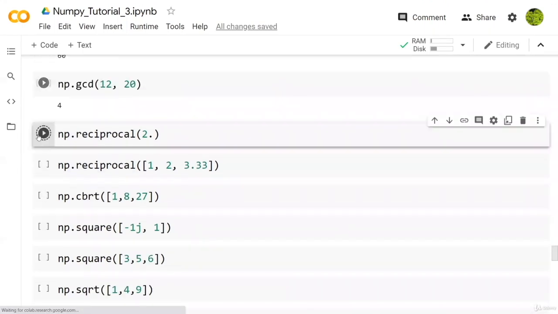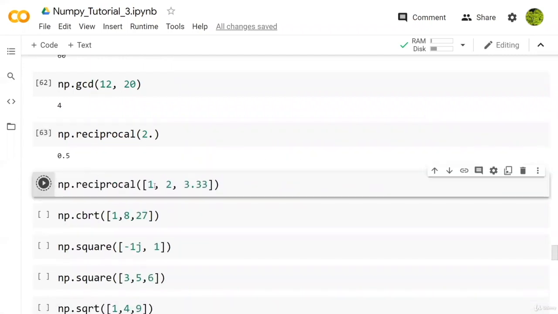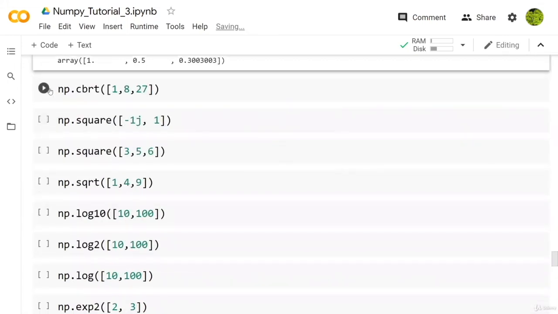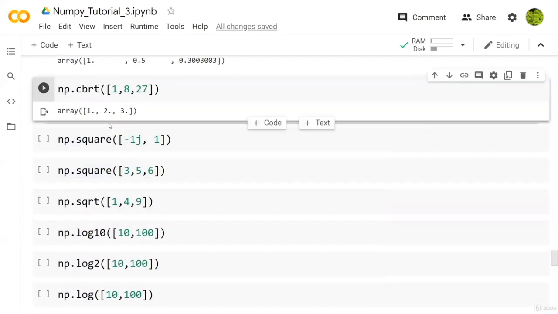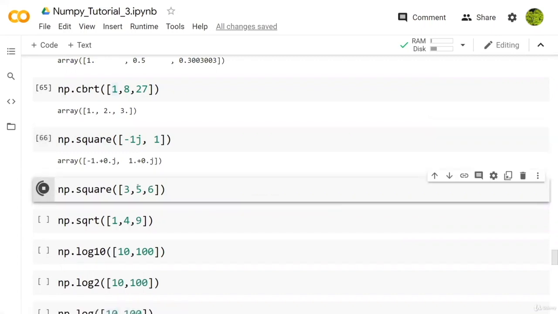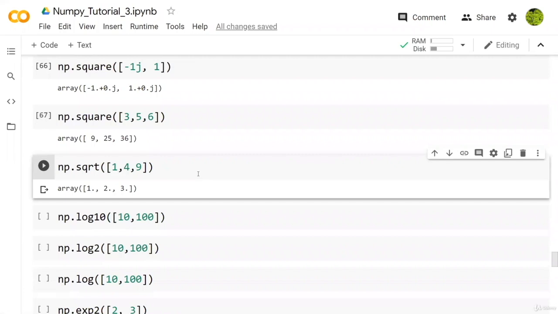I can find out the reciprocal of any value. I can find out the reciprocal of an array. We can find out the cube root using NumPy very easily. We can find out the square of each of the values in the array using NumPy. I can find out the square of each element. I can find out the square root of each element.